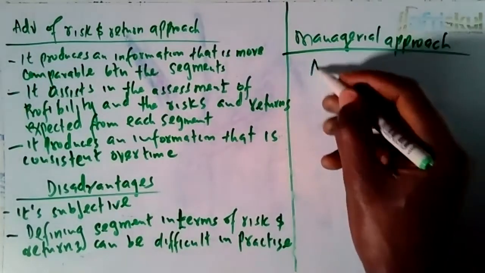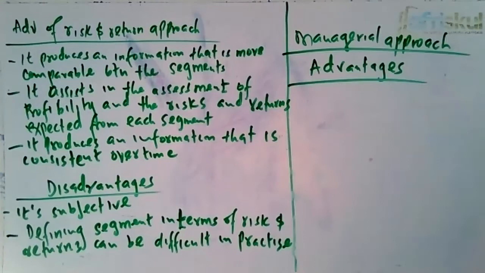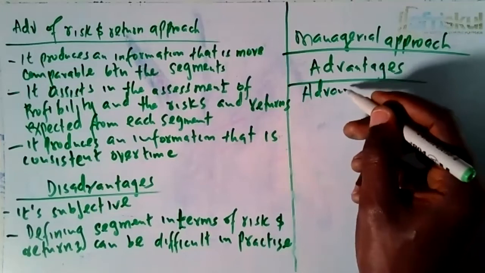Before we talk about the advantages, the managerial approach itself is a method under which segments are identified based on the internal organizational structure. You know that our internal organizational structure can be a matrix structure or a hierarchical structure. This one you have done maybe in strategy, governance, and ethics. This is the approach recommended by IFRS 8. Between the risk and return approach and the managerial approach, this is the one which is recommended.